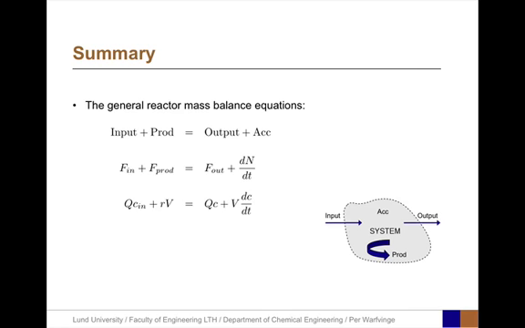We can now summarize this in terms of a general reactor mass balance equation. Input plus production equals the output plus the accumulation, so that F in plus F prod equals F out plus dN/dt. With the notation and the simplifications we made above, we recognize that Q times C in plus R times V equals Q times C plus V dC/dt. And this mass balance equation is valid for all components in the system.